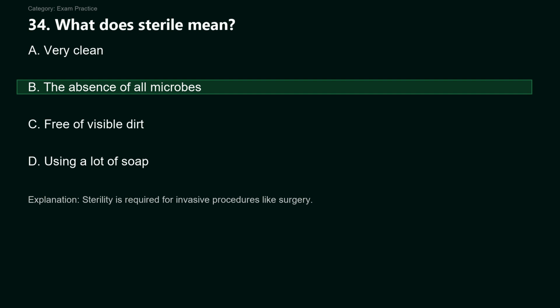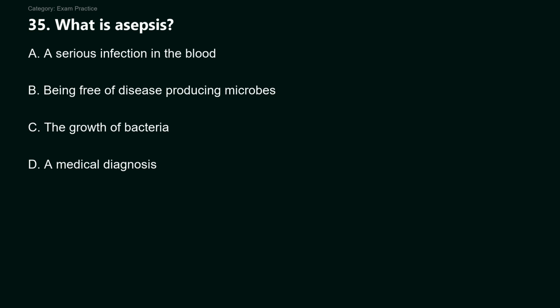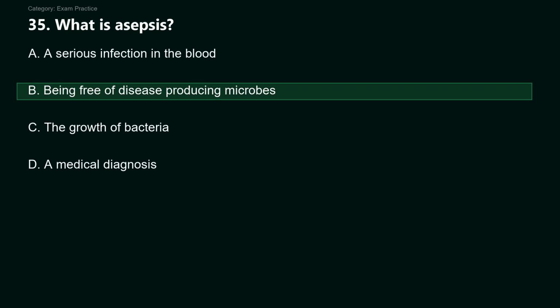Sterility is required for invasive procedures like surgery. Question 35. What is asepsis? Option A, a serious infection in the blood. Option B, being free of disease-producing microbes. Option C, the growth of bacteria. Option D, a medical diagnosis. The correct answer is option B, being free of disease-producing microbes. Aseptic techniques are used to keep the environment safe for residents.